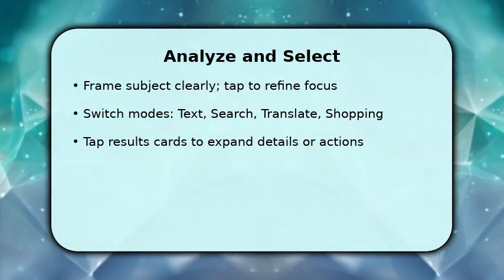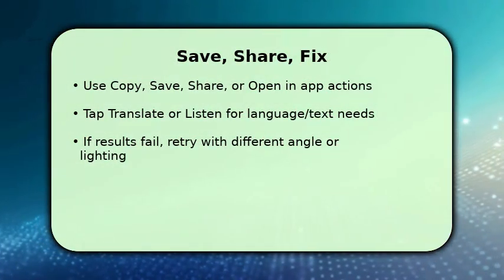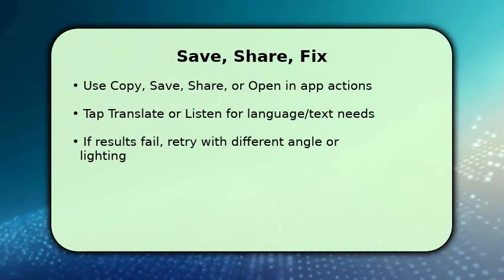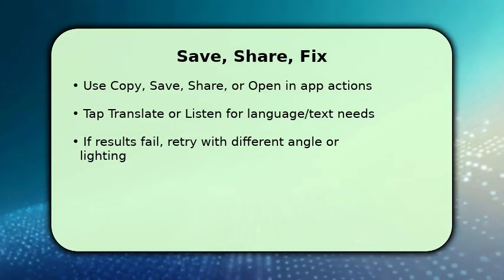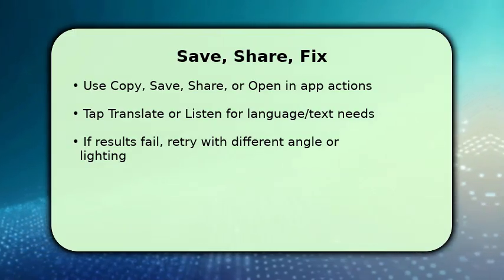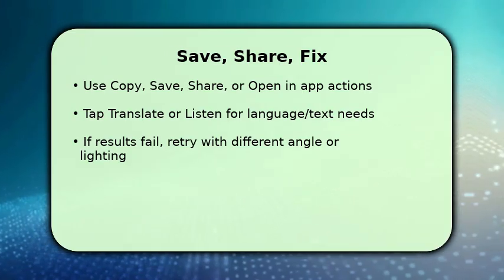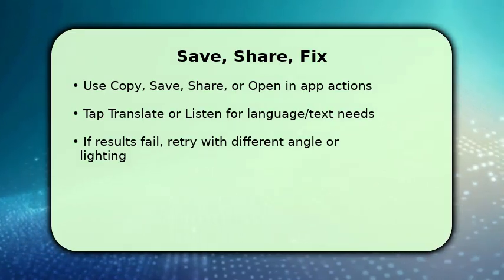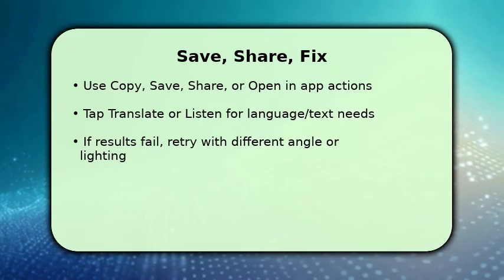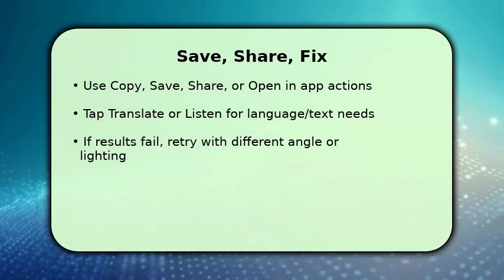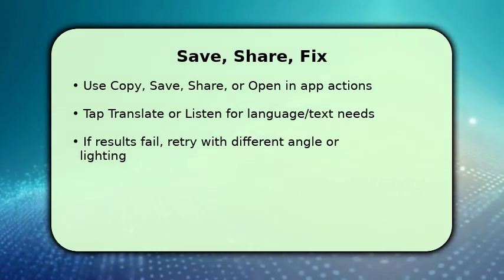Finish by acting on what Lens found. You can copy text to paste, save images or results to your device, or share links to messages and apps. For translations, tap Translate or listen to hear pronunciation. For purchases, open store links to compare prices. Once done, double-check copied text for OCR errors.